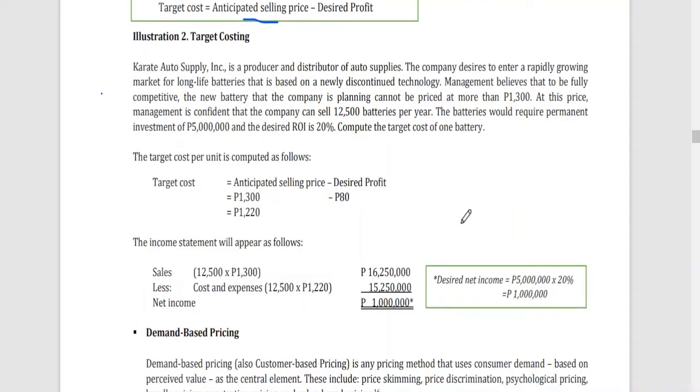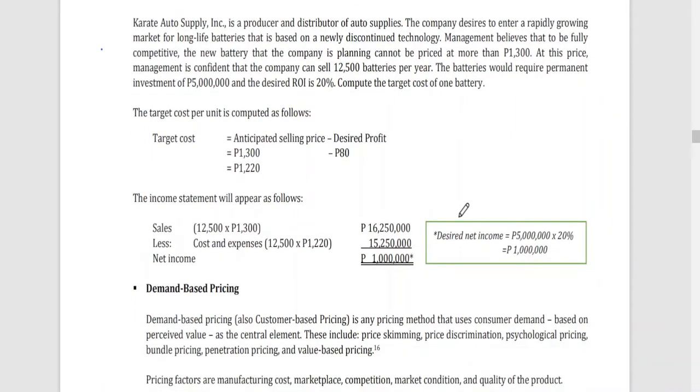Okay, so based on this problem, how much should be our desired profit? So the desired ROI here is 20%. Okay, and you have your investment of 5 million. Now, how do we get our desired profit here? So we have a 20% return on our investment. So we have 5 million investment times 20%. So our desired net income here is 1 million.